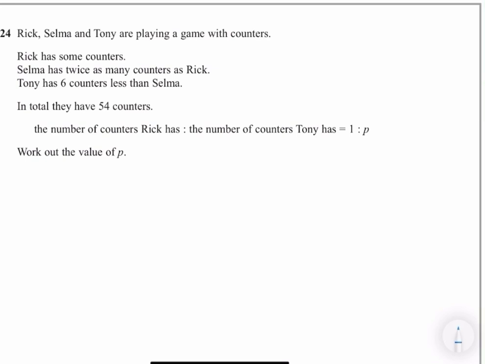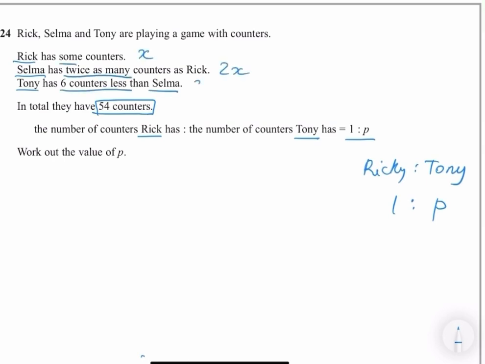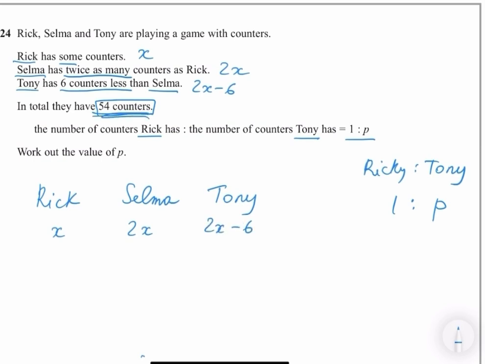So question 24 is on ratio. We've got 54 counters, and we've got some information about Rick, Selma, and Tony. So what do you know about them? Rick has some counters, let's put x, Selma has twice as many, 2x, Tony has 6 counters less, 2x minus 6. Let's write this again: x, 2x, 2x minus 6, and all together they have 54.